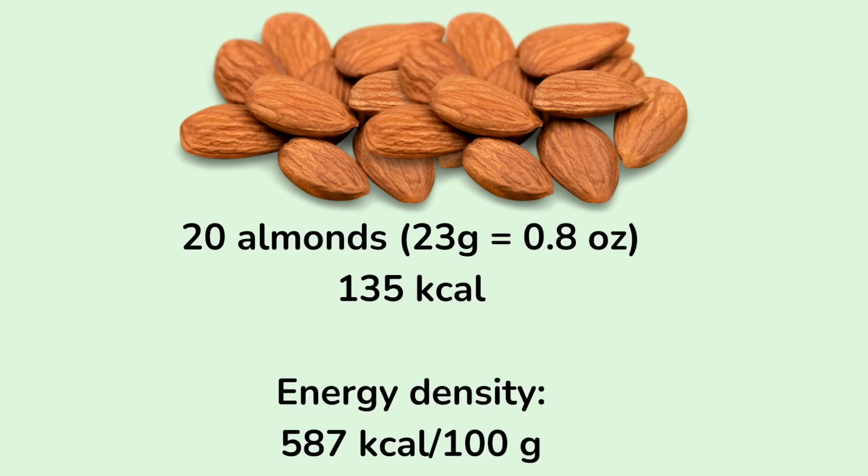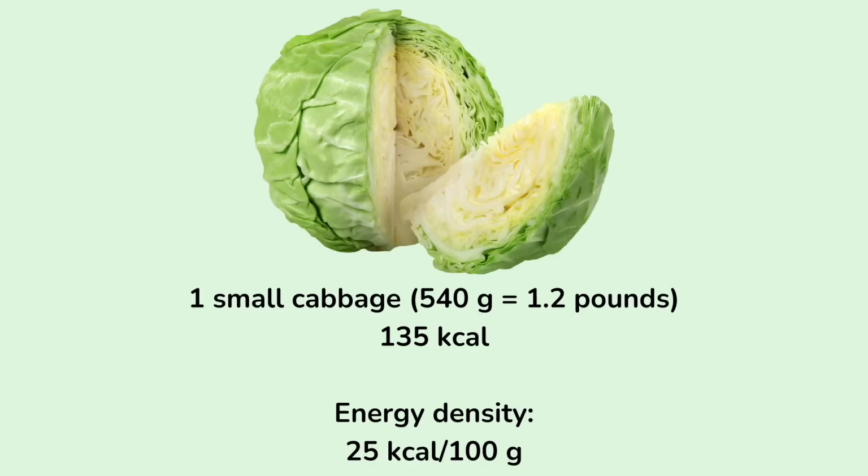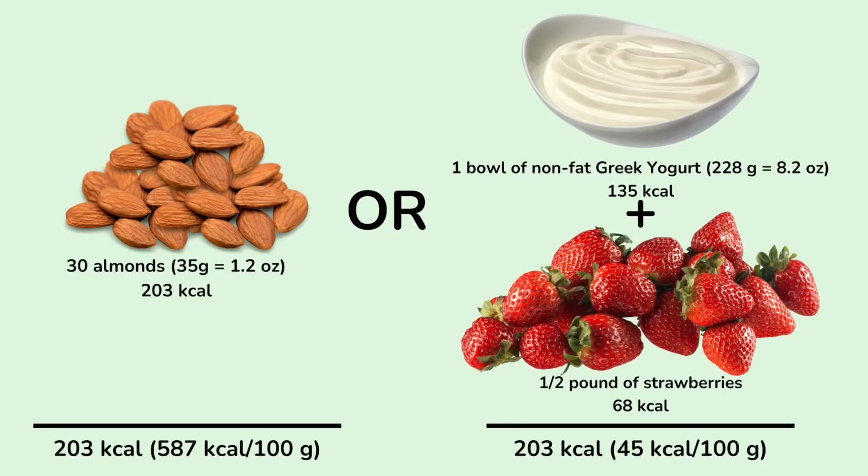So if you just eat a handful of almonds, you could very easily ingest 135 kilocalories. Instead, you could eat an entire pound of strawberries, which is also 135 kilocalories, but with a much lower energy density of 32 kilocalories per 100 grams. Or an entire small cabbage, or 1.7 pounds of tomatoes, or a small piece of grilled salmon, or a bowl of Greek yogurt. Or imagine you wanted a little snack. You could have a few almonds, or a bowl of Greek yogurt with half a pound of strawberries. Have a guess, what would leave you more full for longer?